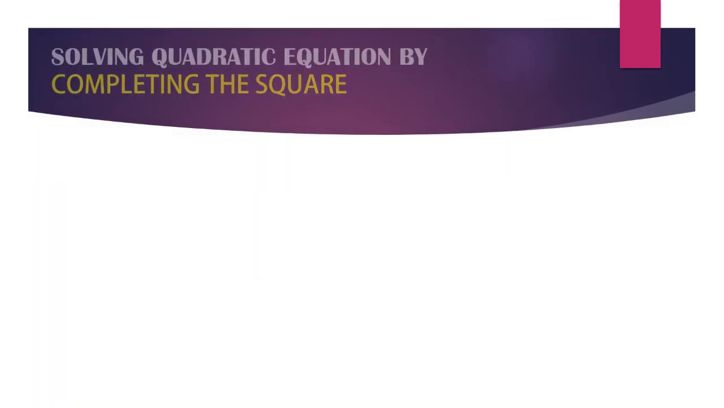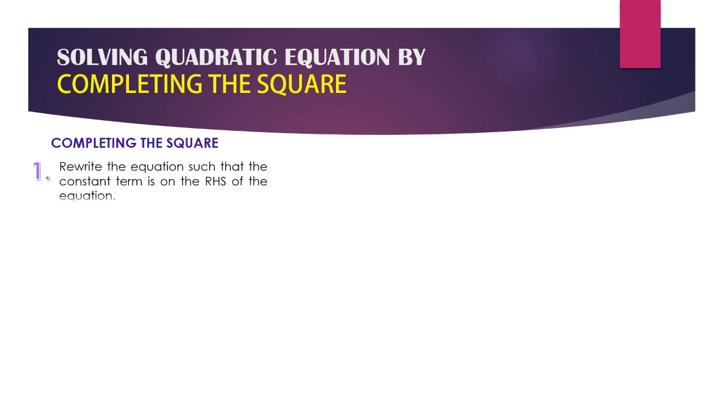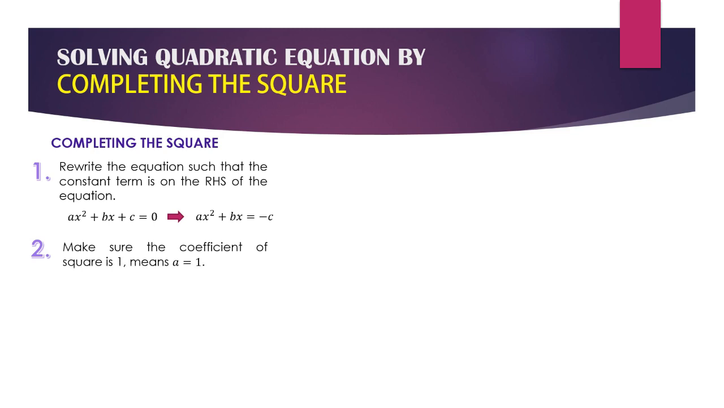Okay students, solving a quadratic equation by completing the square. The first step: rewrite the equation so that the constant term is on the RHS of the equation. ax squared plus bx plus c equals 0 is modified to ax squared plus bx equals minus c. So you have to make sure that the constant goes to the right side and the rest stays on the left side. Number 2, make sure that the coefficient of the square is 1, meaning a equals 1.